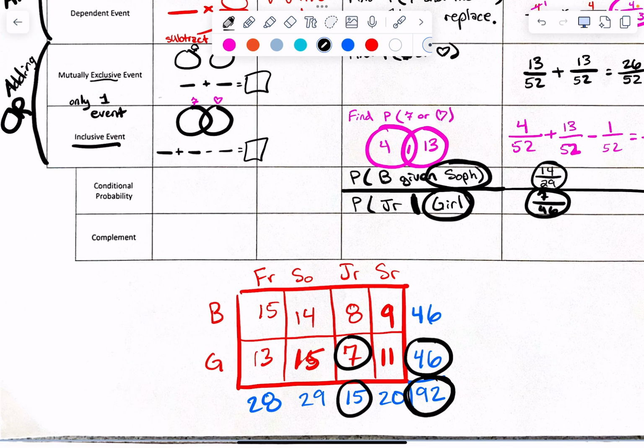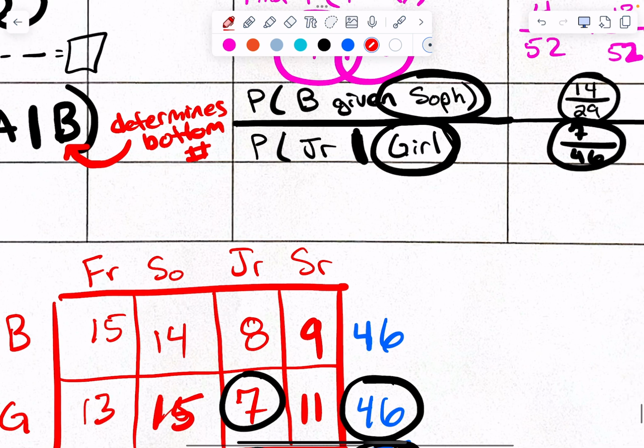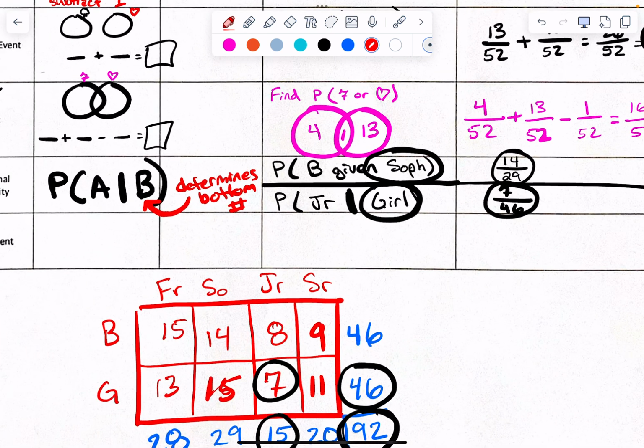So probability of A given B means that the B determines the bottom number. I like to start these problems backwards. B is going to be your condition, under this condition.